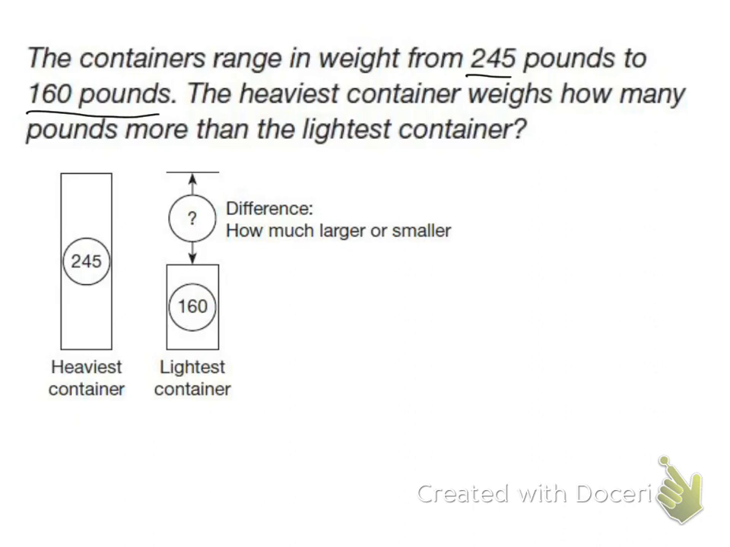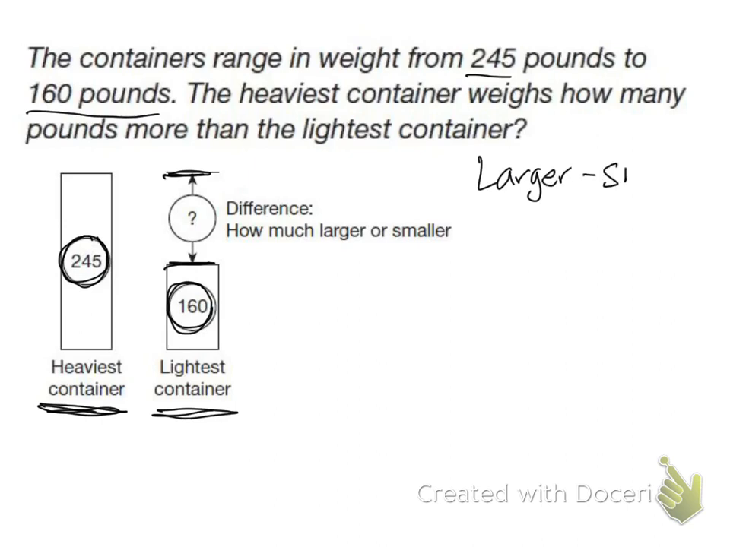In a comparison problem, one number is larger than the other number. Sometimes drawing a sketch can help us understand this story. So I draw 2 rectangles next to each other, one taller than the other, and I put the number for the heaviest container in the first rectangle and the number for the lightest container in the second. And then I'm looking for the difference, which is how much larger or smaller it is between the two. We would think of this as a larger minus smaller equals our difference problem.